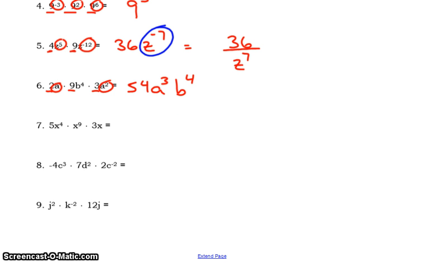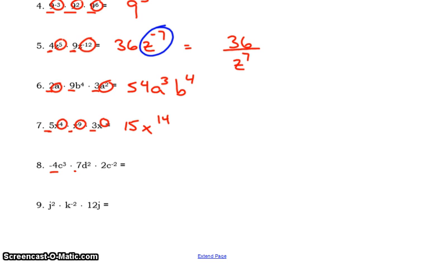In number 7, I've got 5 times 1 times 3, which is 15. And I've got bases of x, so I keep the x and add the exponents. And again, I have an invisible 1 with that 3x. So 4 plus 9 plus 1 is 14. And again, I don't have any negative exponents that I have to worry about.